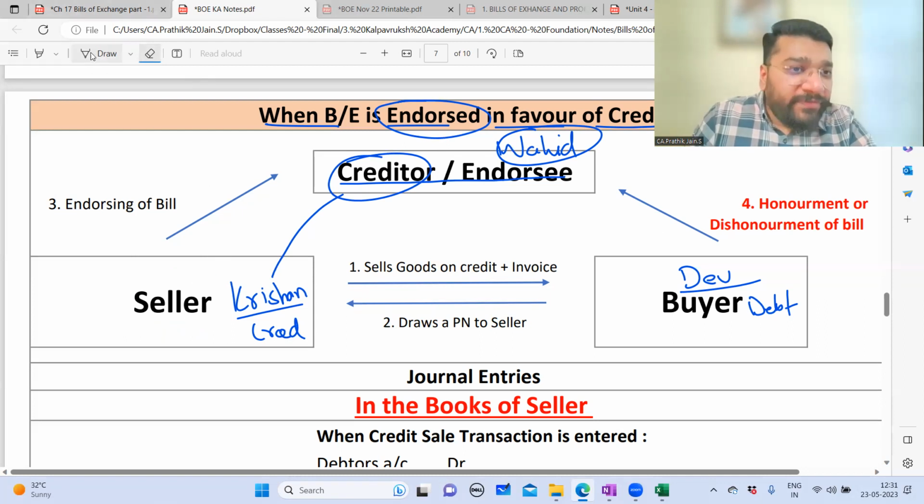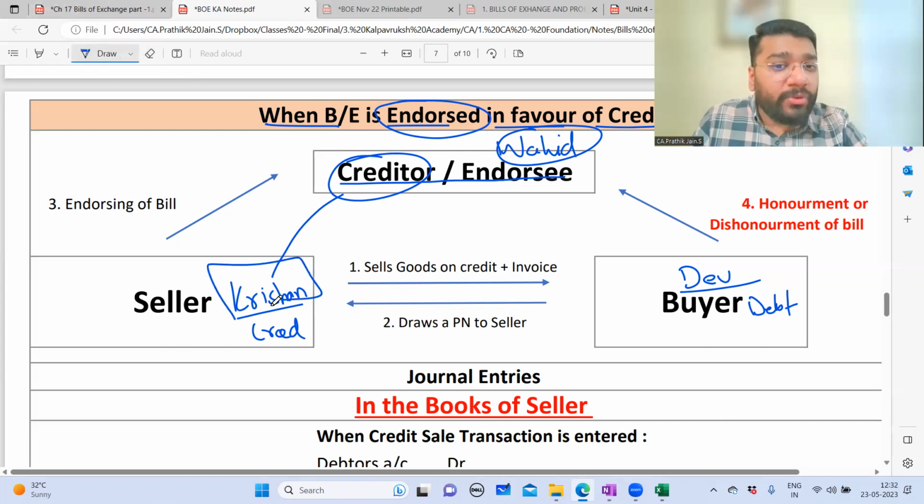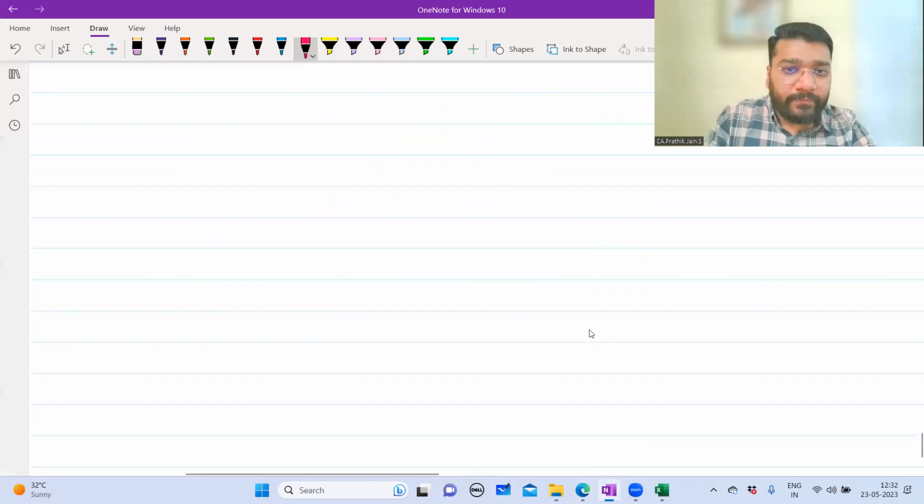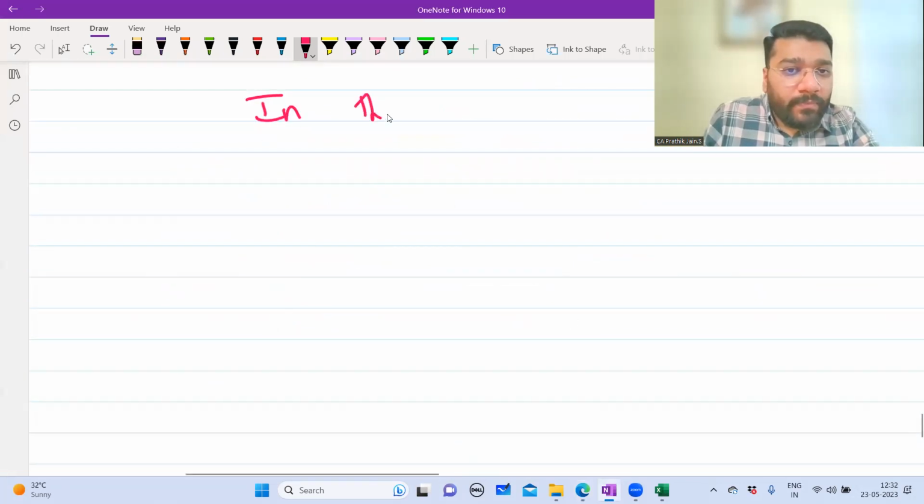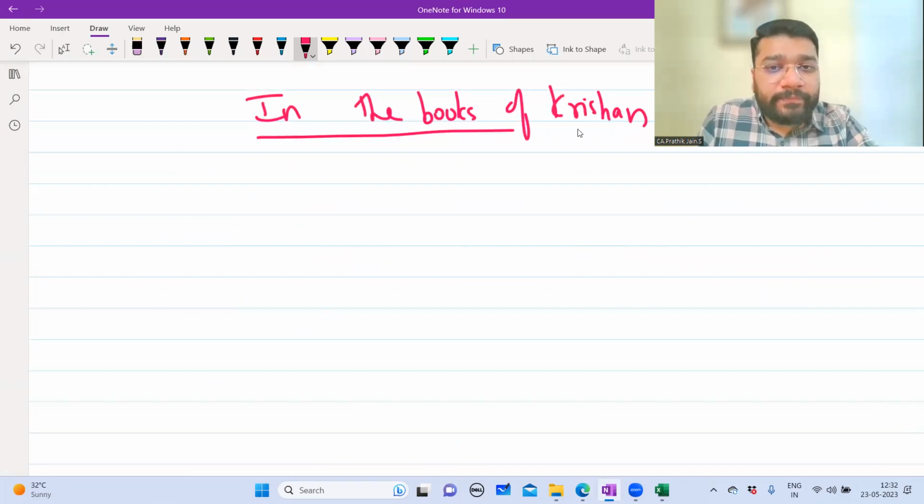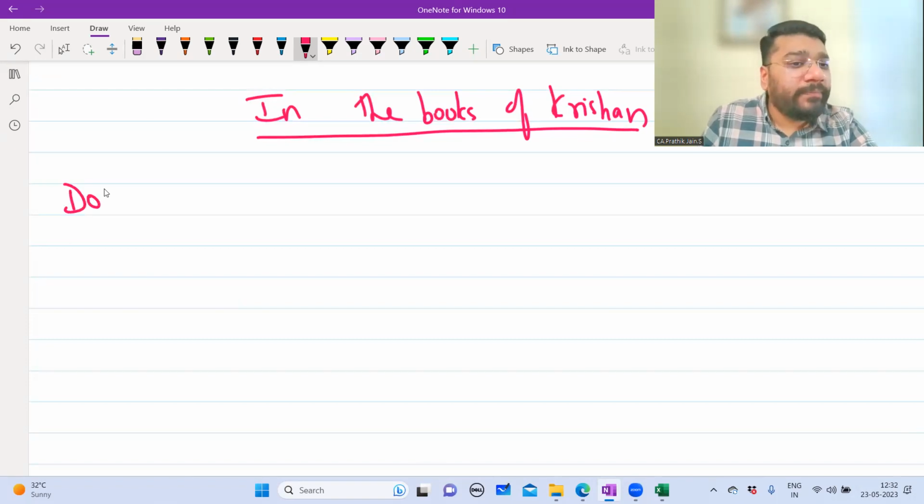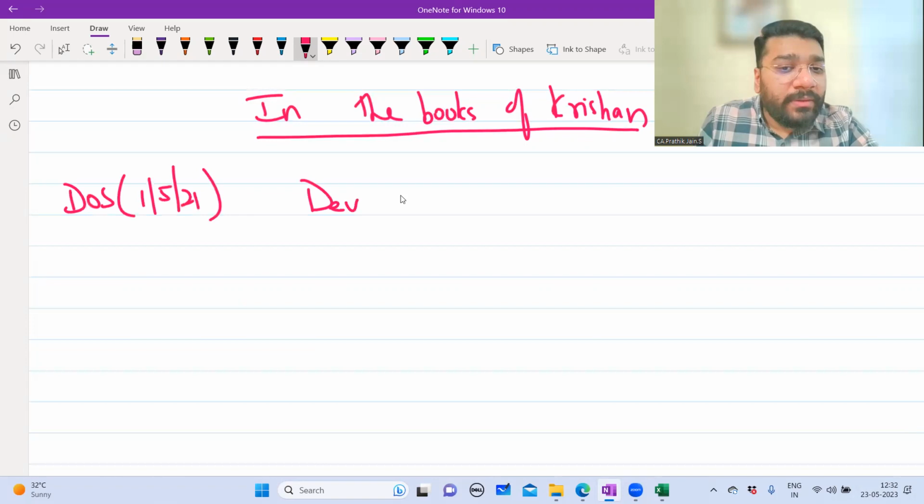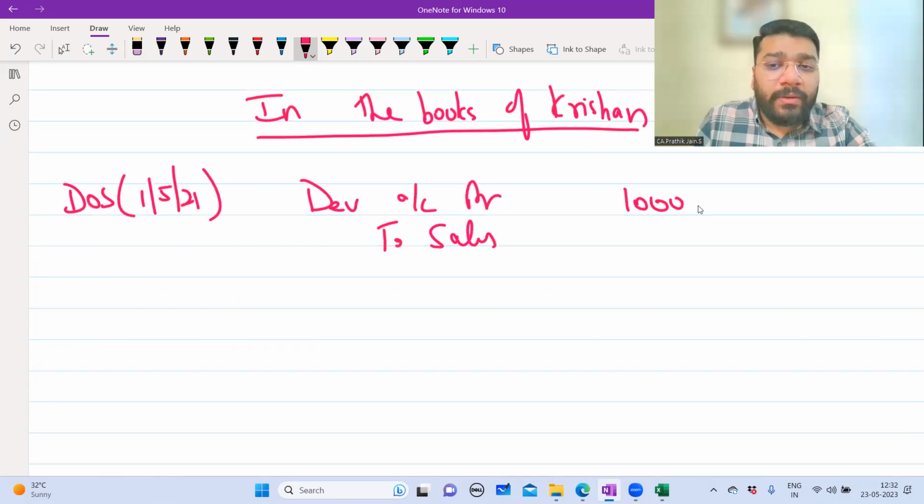Now, guys, the first transaction, we are recording in the books of Krishan. The first transaction is a sale transaction. Please write in the books of Krishan. On the date of sale, when is the sale happening? 1/5/2021. What is the sale transaction? Dev account debit, debtor account debit to sales. What is the sale value? 10,000. On the same day, promissory note has been executed.